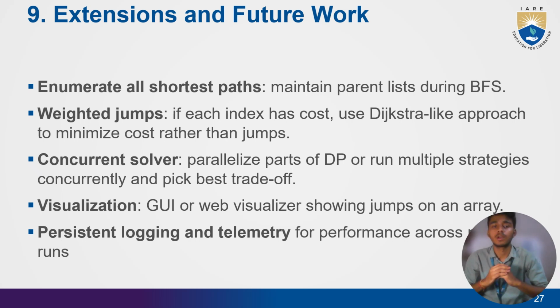Extensions and future work. Enumerate all the shortest paths by maintaining a parent list during BFS. Weighted jumps: if each index has a cost, use a Dijkstra-like approach to minimize cost rather than jumps. Concurrent solver: parallelize parts of DP or run multiple strategies concurrently and pick the best trade-off. Visualization: GUI or web visualizers showing jumps of an array. Persistent logging and telemetry for performance across input runs.